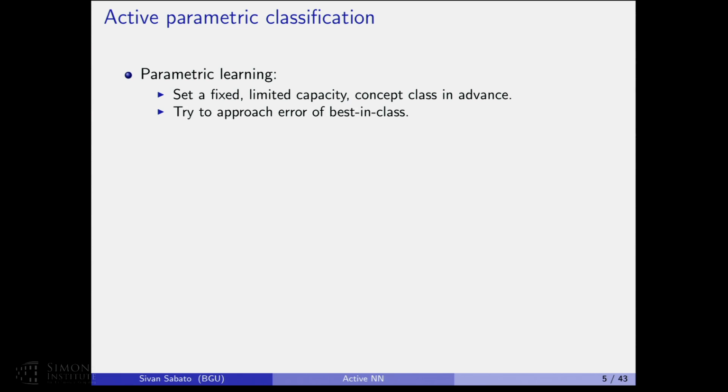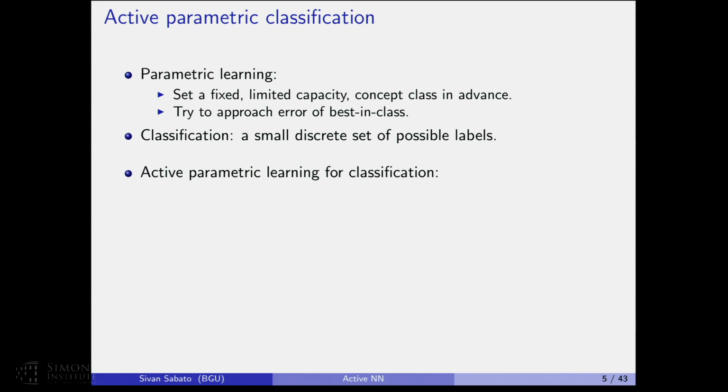One topic in which I think it's safe to say that we know quite a lot today about active learning is the case of parametric learning. In parametric learning, we assume that there is some fixed limited capacity concept class that we set in advance. It could be linear predictors in some space, or decision trees, or anything else. And we try to approach the error of the best concept in this class. This is parametric learning, and I will talk about classification. So I'm assuming there is some small discrete set of possible labels, say the numbers, or sometimes even just binary classification, the 2 labels.